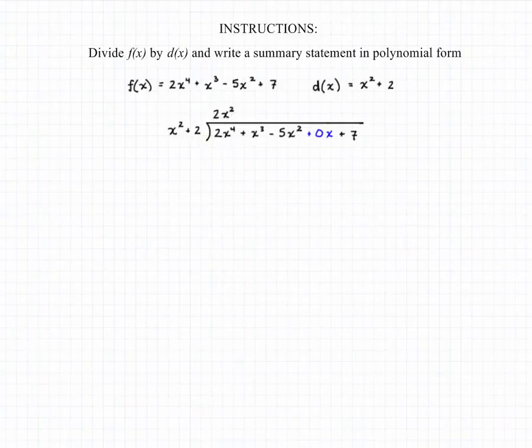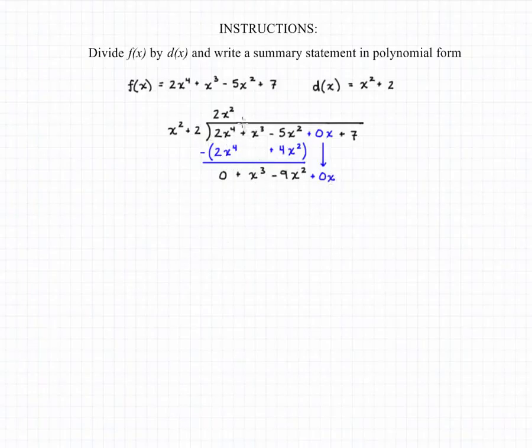We need to multiply x squared by 2x squared to get 2x to the 4th. And then we're going to multiply 2x squared by that entire divisor polynomial. The only thing we're going to do differently is we're going to write the result when we multiply by 2 a little to the right. So once we complete our subtraction, we're going to have 0 plus x cubed, and then we're subtracting from a negative, so we're going to have negative 9x squared. And we can drop down that next term.